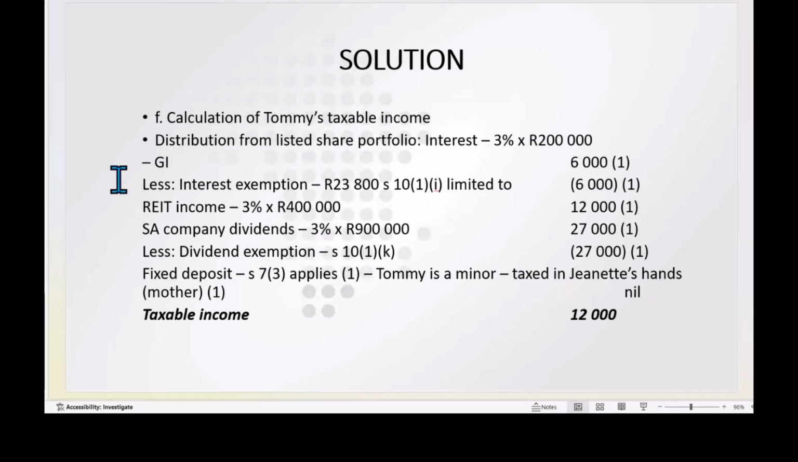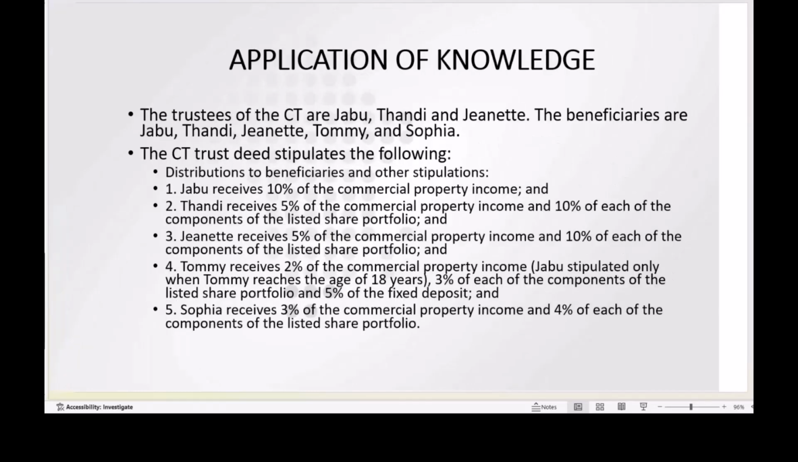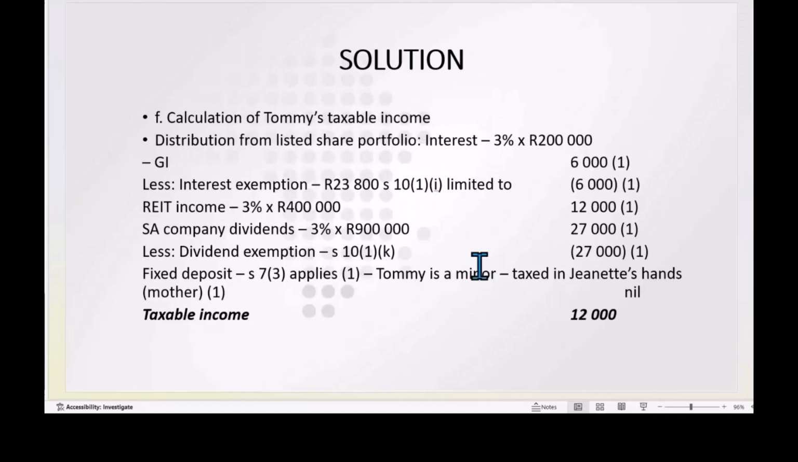And then the fixed deposit, section 7.3 applies, because Tommy's a minor, so this amount will be taxed in the mother's hands. I see that we left out something here, the rental income of 2%. So that will be the 9 million times 50% times the 2% will also be included as part of his gross income. And then he'll be taxed on that amount as well.